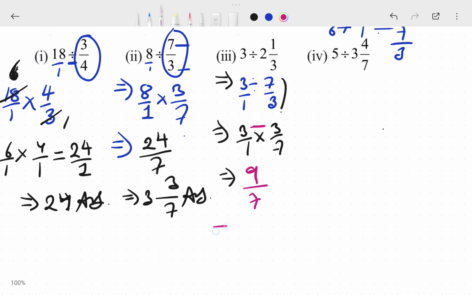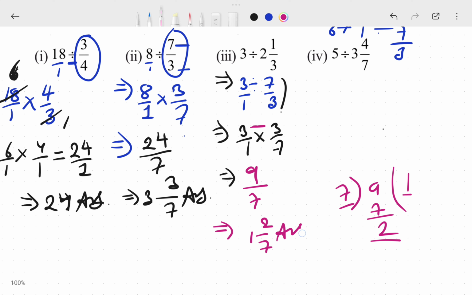If you convert this into the mixed fraction, what is the answer? 9 by 7 becomes 1 and 2 by 7. So you can write like that. First you have to write 1, then you have to write 2 over 7. So this is your final answer. Okay, this is our final answer. I hope it is clear.